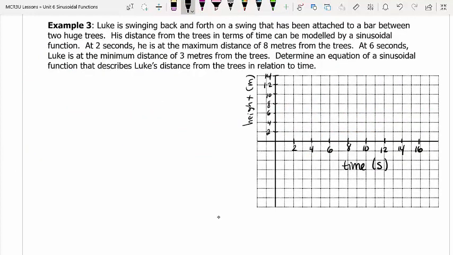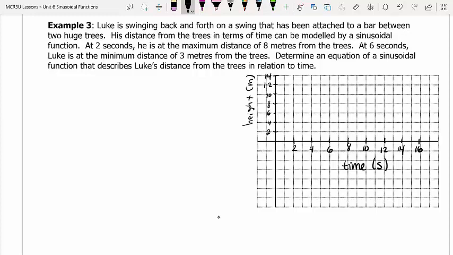Example 3. Luke is swinging back and forth on a swing that has been attached to a bar between 2 huge trees. His distance from the trees in terms of time can be modeled by a sinusoidal function. At 2 seconds, he is at the maximum distance of 8 meters from the trees. At 6 seconds, Luke is at a minimum distance of 3 meters from the trees. Determine an equation of a sinusoidal function that describes Luke's distance from the trees in relation to time.